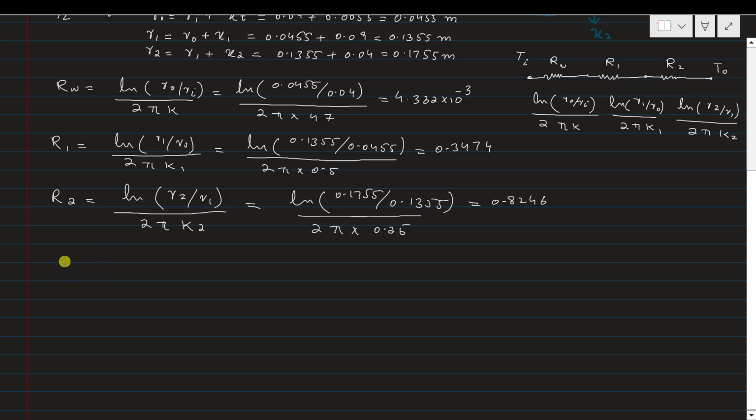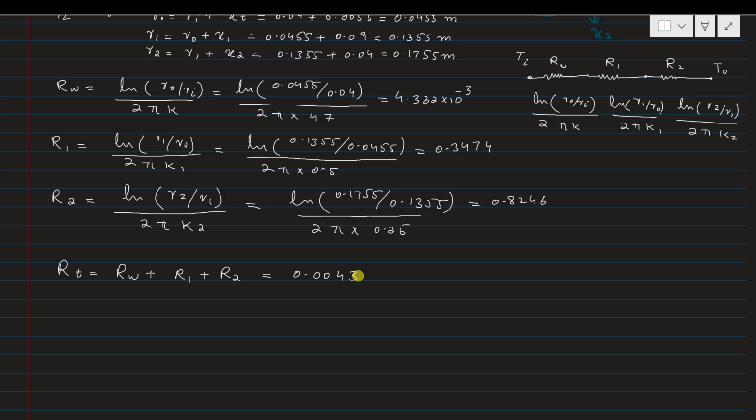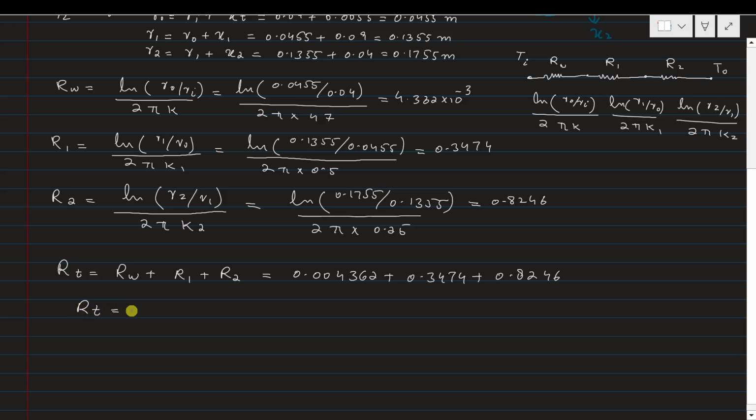Okay, so the total resistance offered by the pipe wall plus R1 plus R2. So RW is 0.00462, then R1 is 0.3474, then plus R2, that is 0.8246. So after adding, you will get the total resistance, that is 1.172.